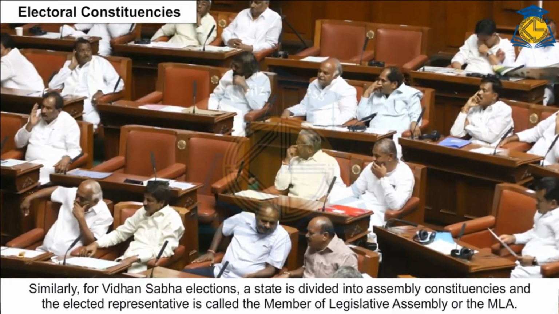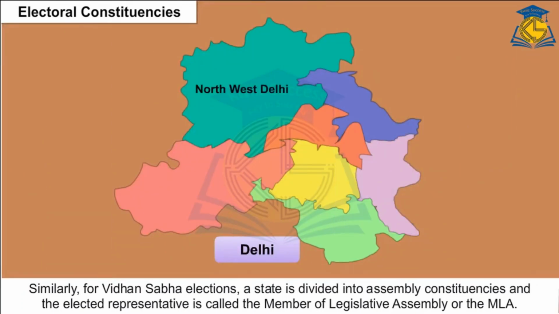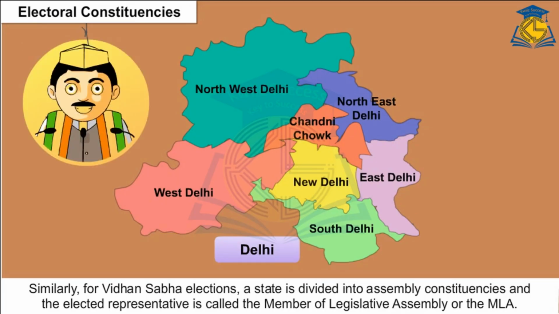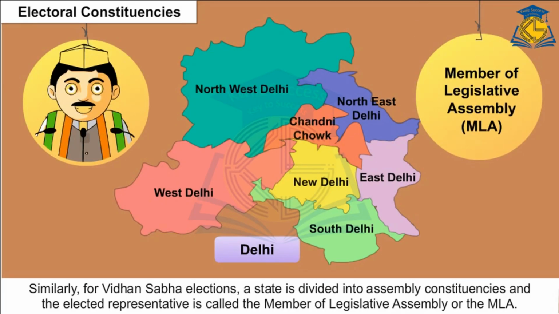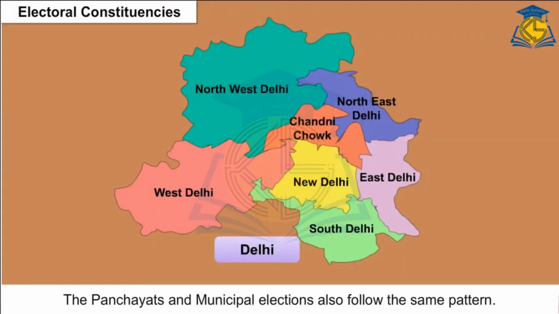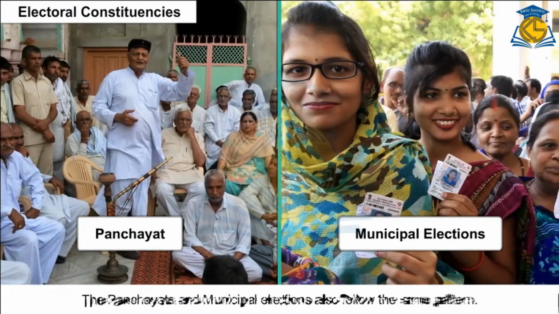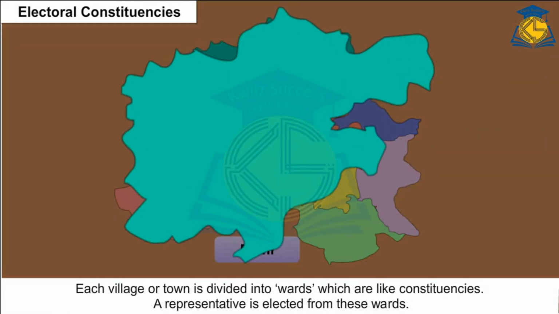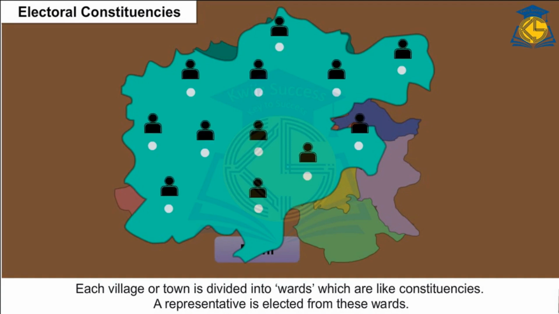Similarly, for Vidhan Sabha elections, a state is divided into assembly constituencies, and the elected representative is called the Member of Legislative Assembly or the MLA. Each parliamentary constituency is divided into several state assembly constituencies. The panchayat and municipal elections also follow the same pattern. Each village or town is divided into wards, which are like constituencies. A representative is elected from these wards.